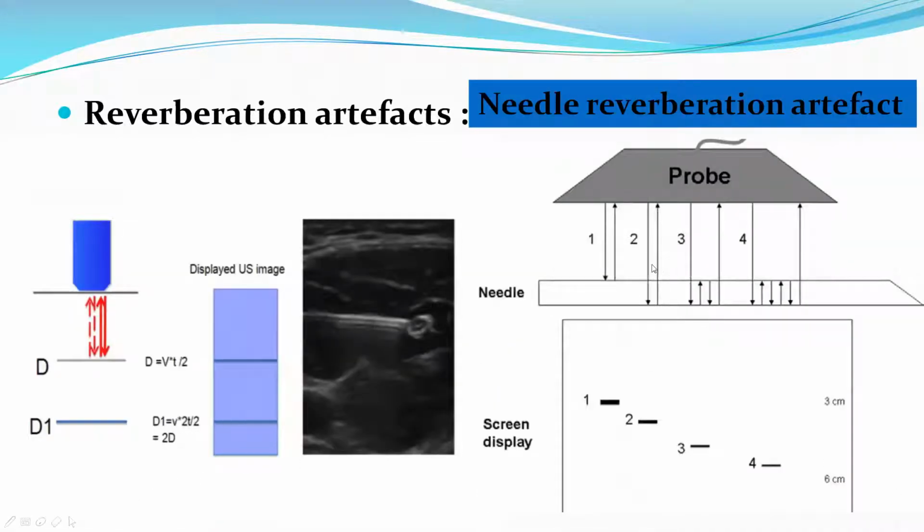Like in this image, we can see when we introduce a needle which is going exactly parallel to the ultrasound probe, or perpendicular to the ultrasound beams, there will be reflection of the waves again and again. First, the wave will come to the upper surface and go back. Then it will go to the inside lumen and go back. Then again there will be reflections again and again. So this will cause creation of multiple lines. This is called the reverberation artifact.